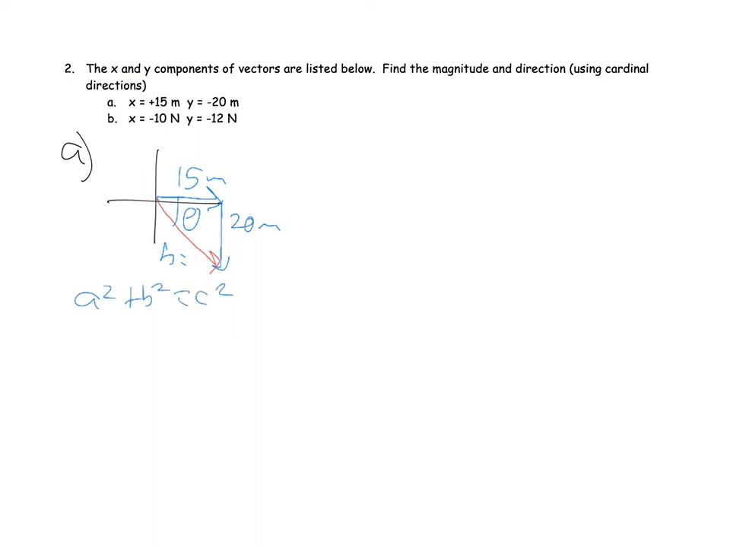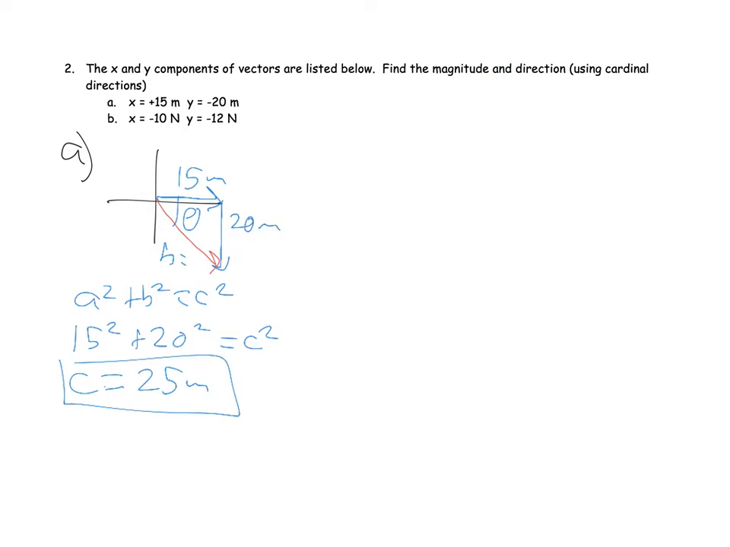Okay, use the Pythagorean theorem. So 15 squared plus 20 squared equals c squared. Okay, and I end up getting an answer here of 25 meters. All right, it actually ends up being a nice Pythagorean triple, so it works out well.